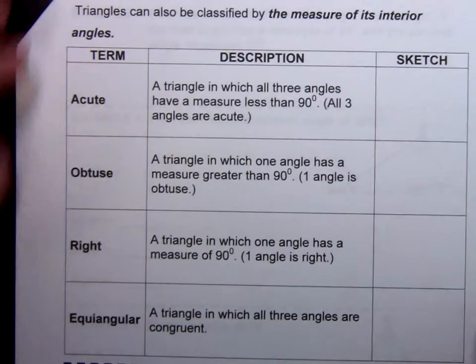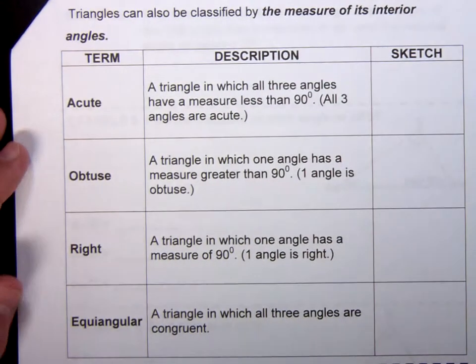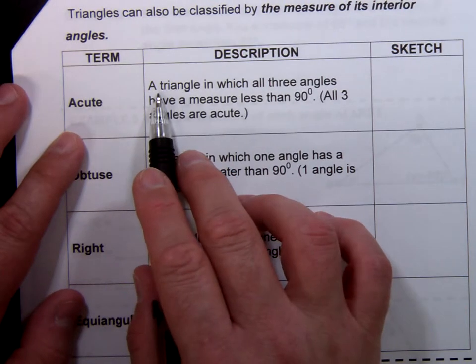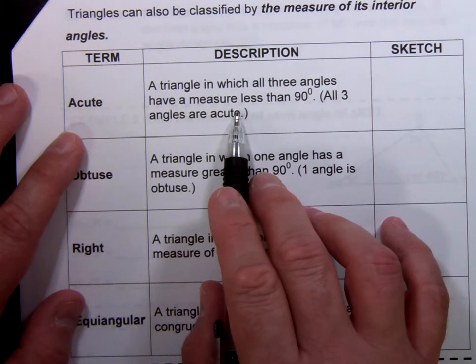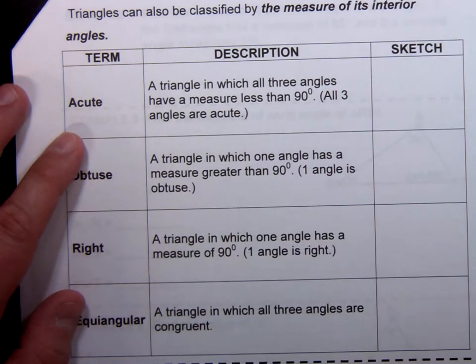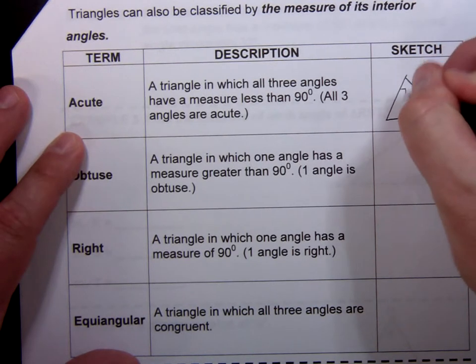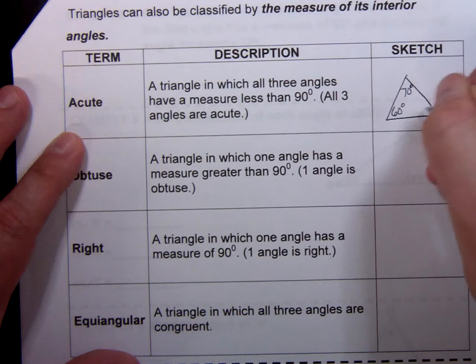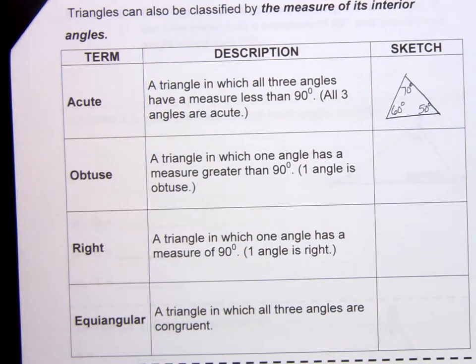Alright, now we've talked about classifying triangles by sides. Let's talk about classifying them based on angles. An acute triangle is one that has 3 angles that have measure less than 90 degrees. In other words, all 3 angles are acute. So one possible example of that would be this right here.